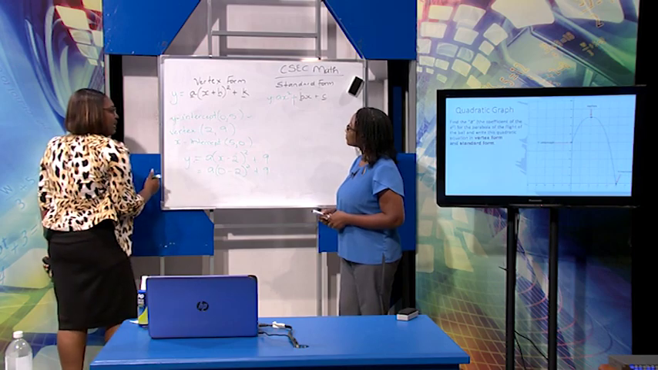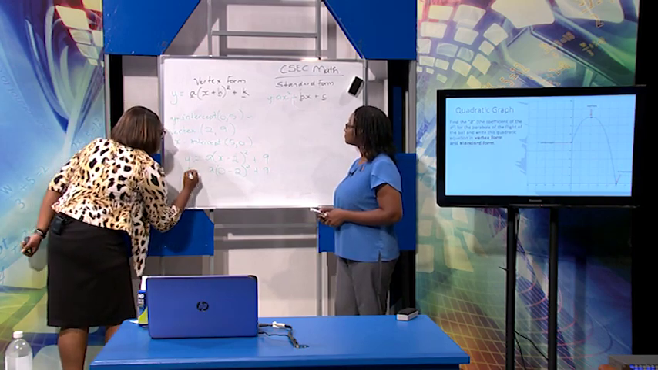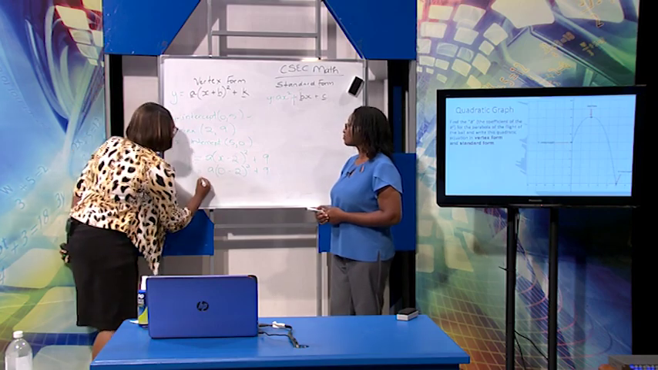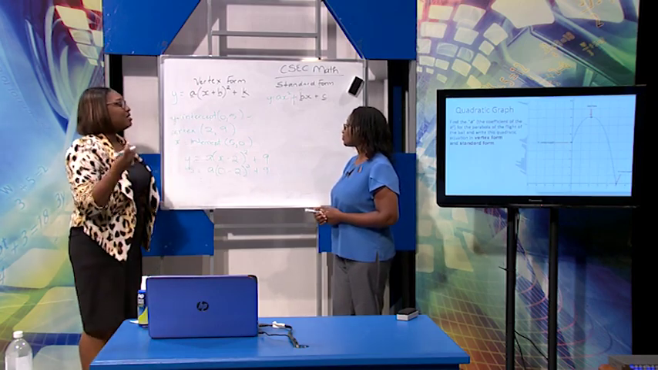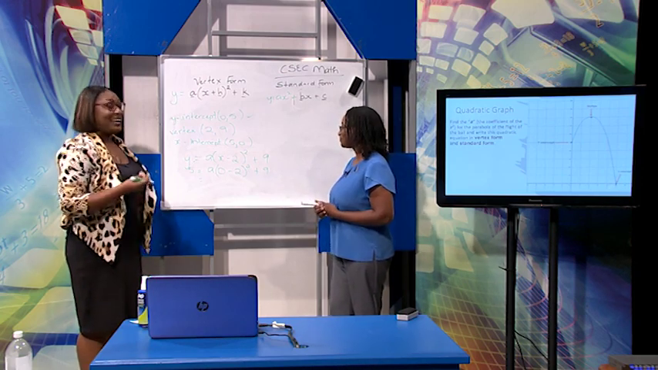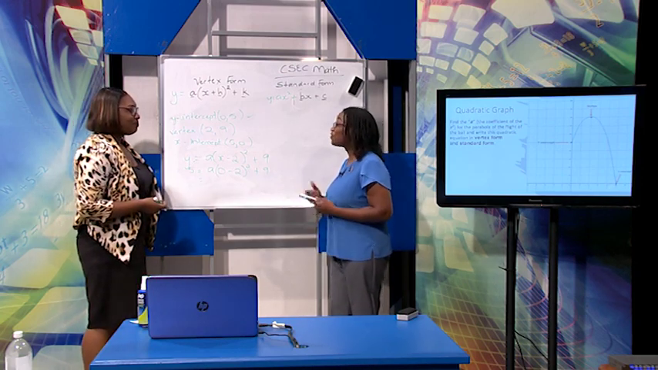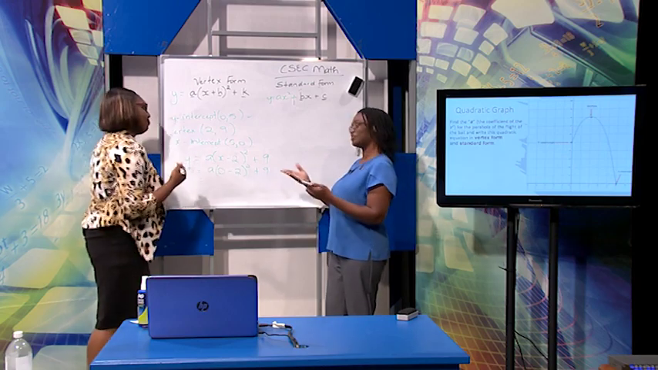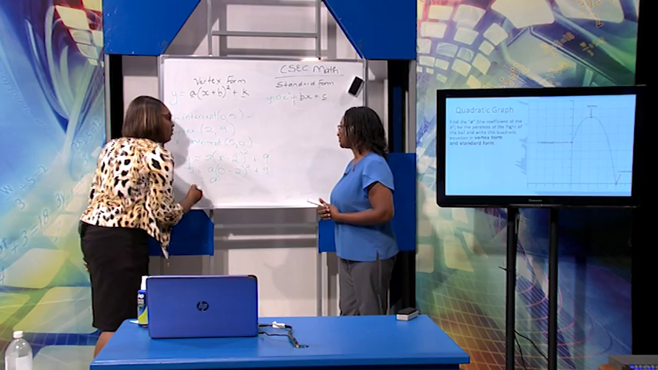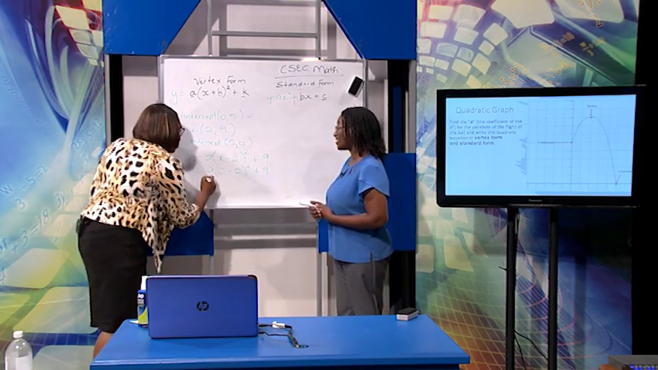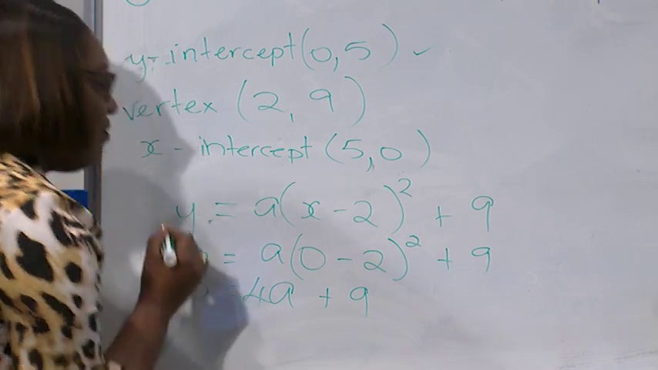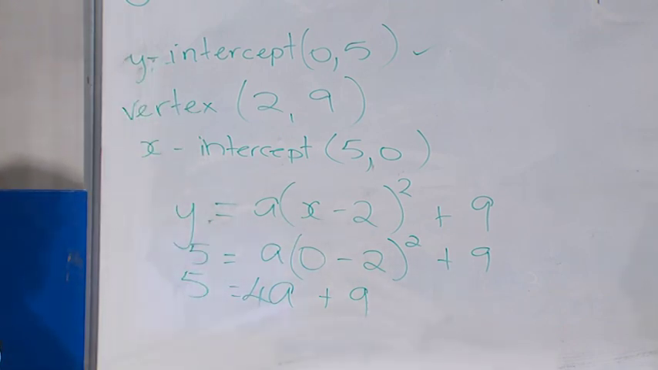And y is 5. So let us attempt to solve our equation. 0 subtract 2 would give us -2. -2 all squared is 4, because once a number is squared, it's positive. So we have a times 4, which is simply 4a. So it is 4a plus 9. So 5 is equal to 4a plus 9.